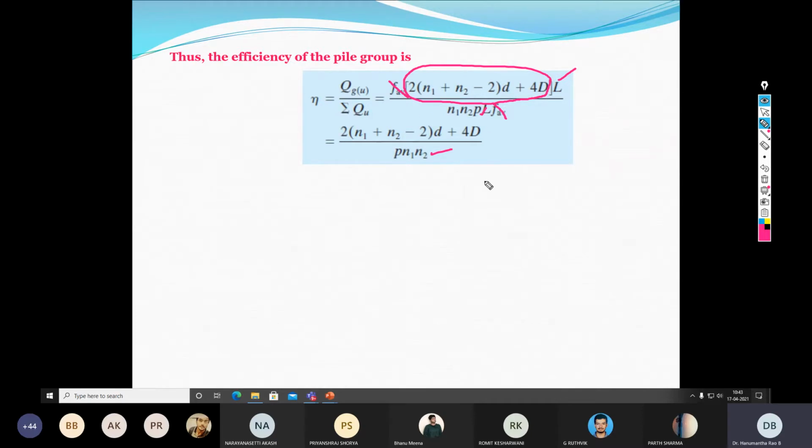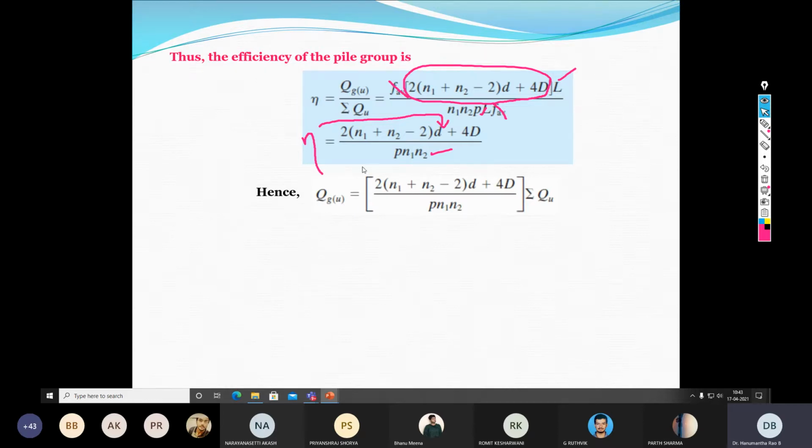Now if you look at it, this effectively demonstrates that the pile group efficiency is a strong function of the pile spacing, a strong function of the spacing between two piles. That is what we can interpret from this simplification.